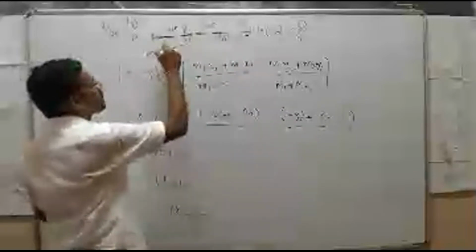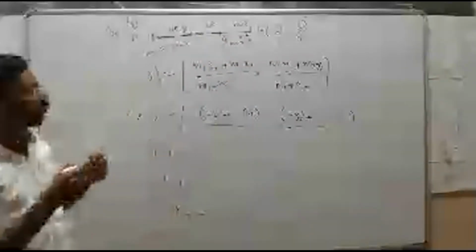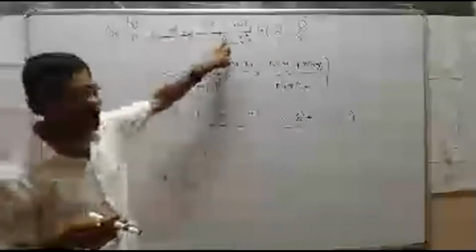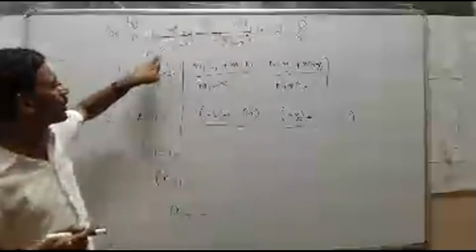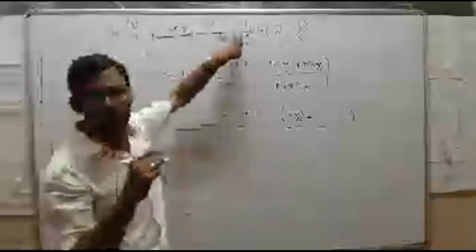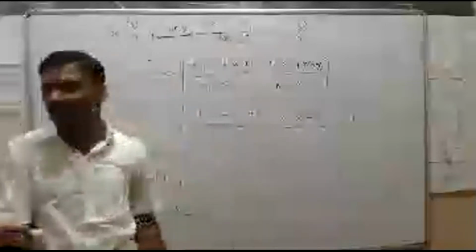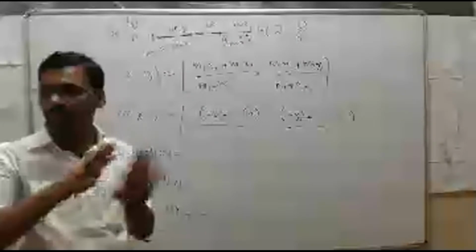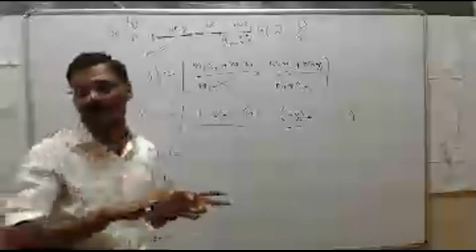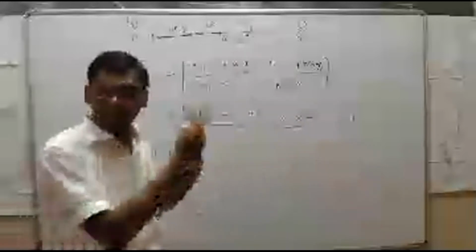Therefore m1 value is how much? 2. m2 value is how much? 1. Because Q will divide the AB line segment in what ratio? 2 to 1. Sir, how? AP distance is 1 unit, PQ distance is 1, 1 plus 1, 2 units. Therefore m1 value is 2. QB is 1 unit. Therefore m2 value is 1. P will divide 1 to 2. Q will divide 2 to 1. And x1, y1, x2, y2 will not change. Here, m1 and m2 values will change.